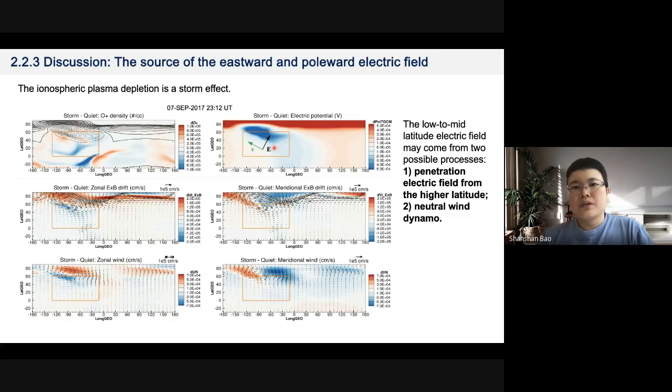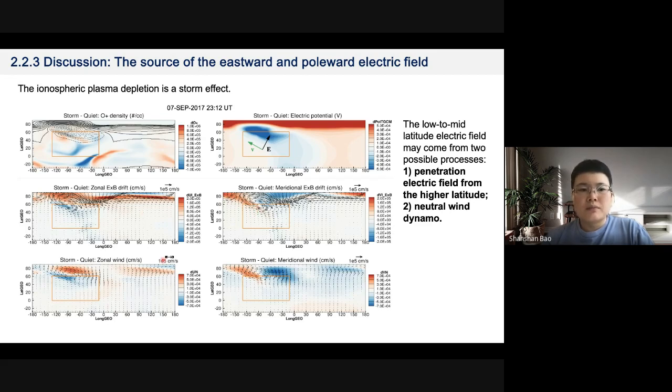And here is the delta potential generated from TIEGCM. You can see this is an eastward and poleward electric field, generating a westward and poleward E-cross-B drift. And that's how the E-cross-B transport comes into action. We plotted the E-cross-B drift profile, and you can see that there's indeed a westward and poleward E-cross-B drift.